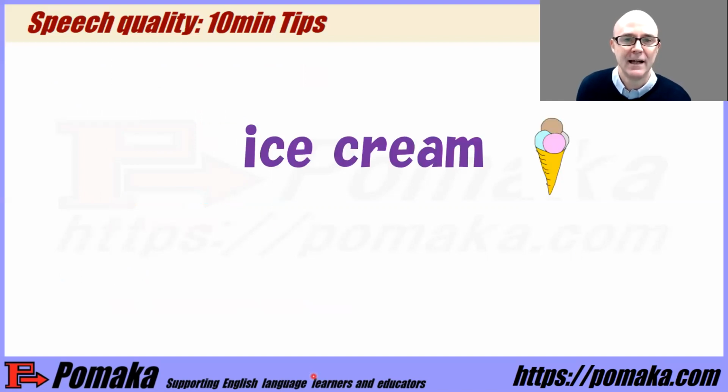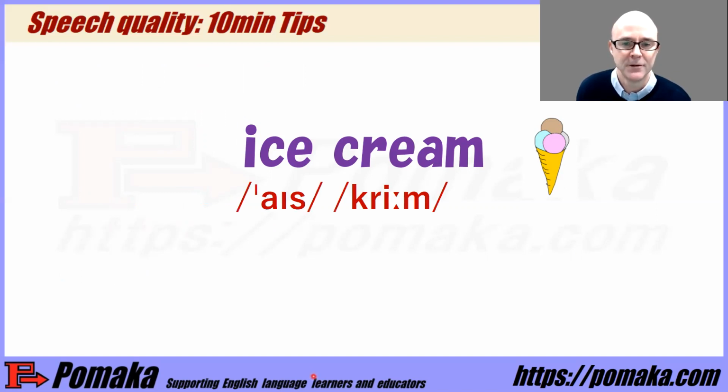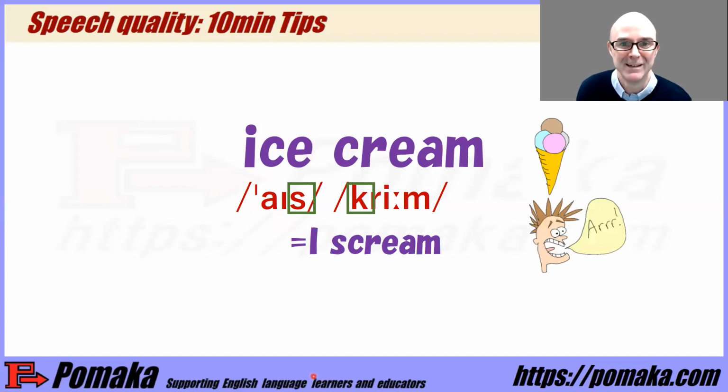Let's take a look at how we decide how words are linked. Look at this word, ice cream. Here are the phonemes for ice cream. Usually the way the word is linked is decided by the final phoneme of the first word and the first phoneme of the second word. So in this case, ice cream becomes ice cream. It sounds exactly like I scream, as in to make a big voice.